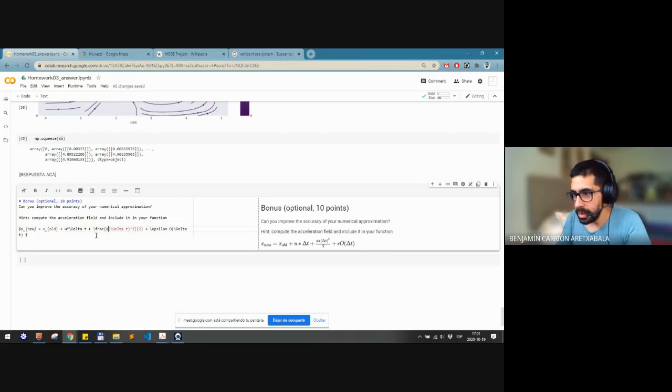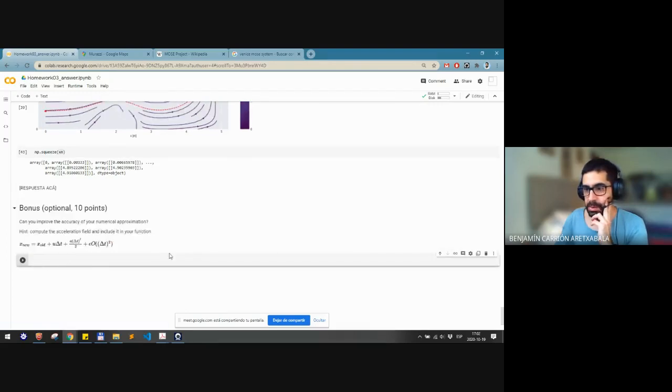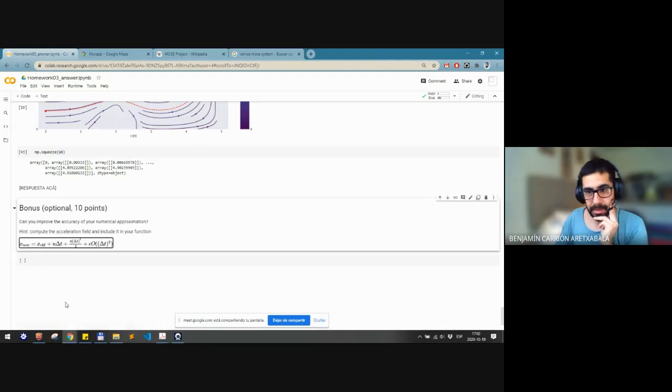Let me just delete this so it looks nicer. Okay, and in this case, the error is delta t squared. So your numerical method is way better. It converges more rapidly, is better, right? This could have been more or less straightforward. This is just physics, so you should know, or you could have known this easily. The tricky part is to actually compute the acceleration, right?